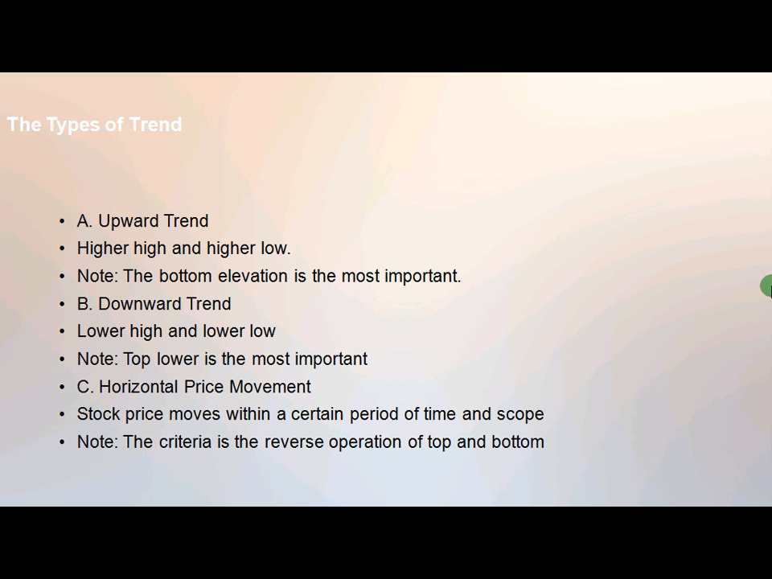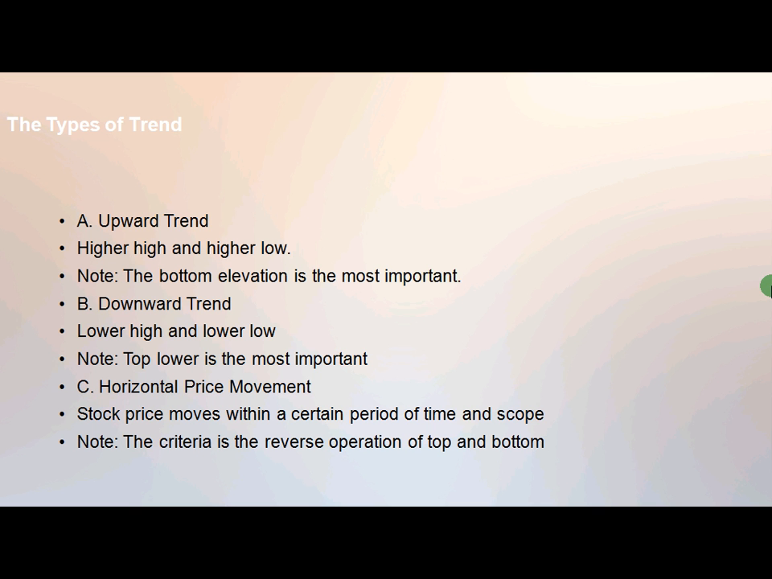The types of trend. The first one is about the uptrend. Uptrend means the higher high and higher low. Note, the bottom elevation is the most important. So you should see the bottom, the low point is higher than previous low point. This is very important. If you see the low point is not higher, you know that the trend is not very good, okay? So the next one, downtrend.